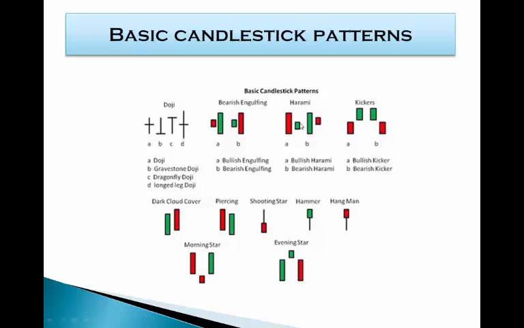Okay, so there are some more, like harami, where you have a big red candle followed by a small narrow candle, which is actually within the previous candle. This is called bearish harami and bullish harami. The first one, 3A on the left, is the bullish harami, because you have a red candle followed by a green candle. Red candle meaning bearish, green candle meaning bullish. The next one on the right, 3B, is a bearish harami. Then we have the kickers, which we don't really use a lot.